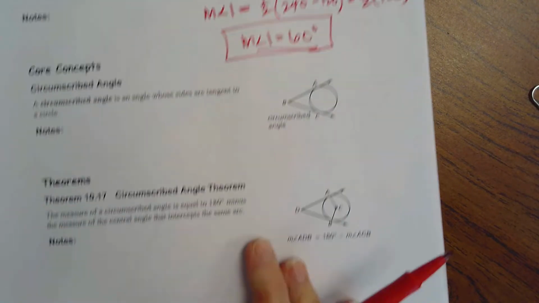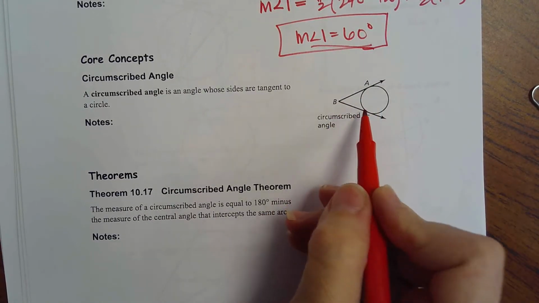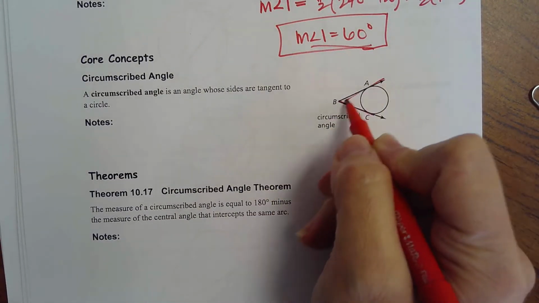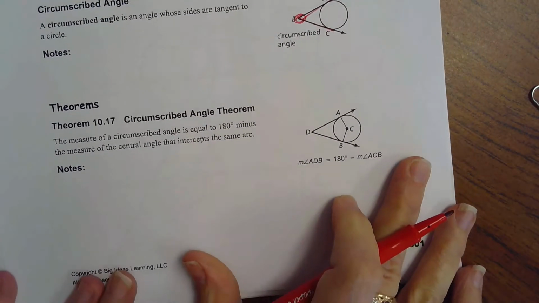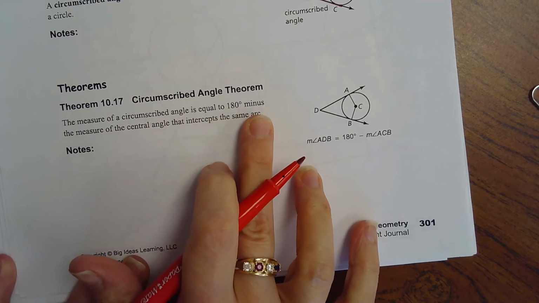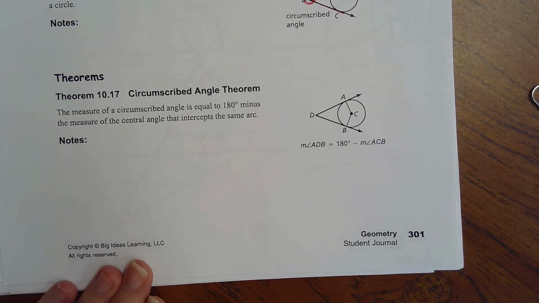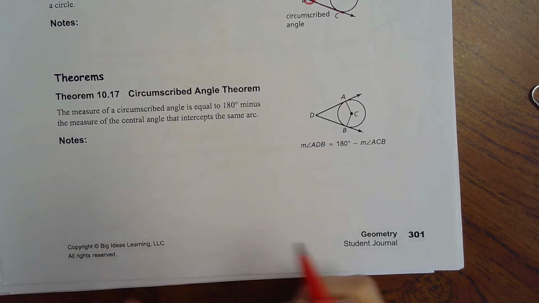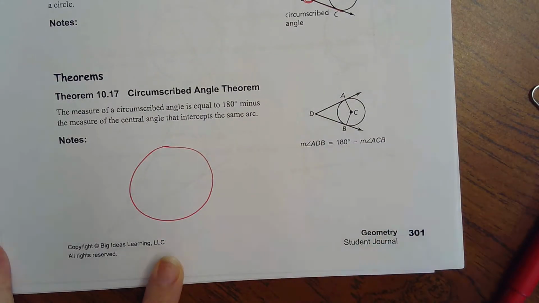All right, so here comes that circumscribed angle. Remember, a circumscribed angle has to have two lines that are tangent. So this is tangent, and we're referring to this angle here. There's a theorem about it. It says the measure of a circumscribed angle is equal to 180 minus the measure of the central angle that intercepted the same arc. That one's a little confusing as well, so let's draw a diagram.